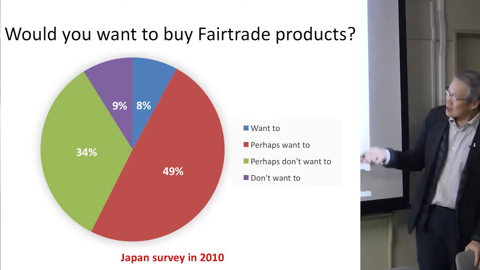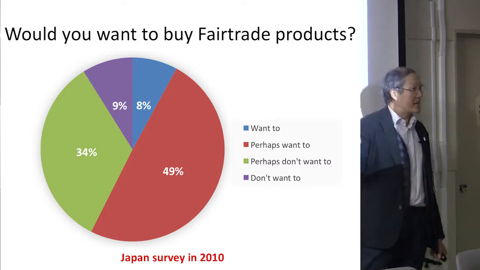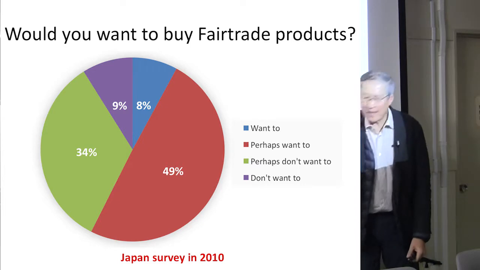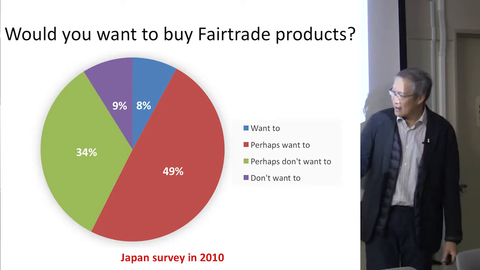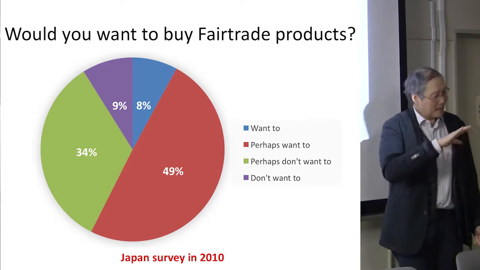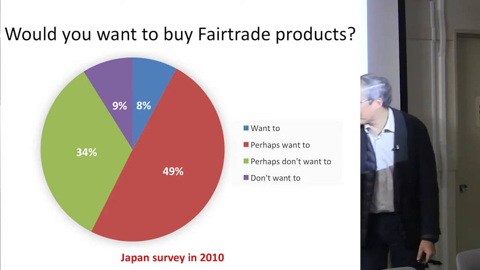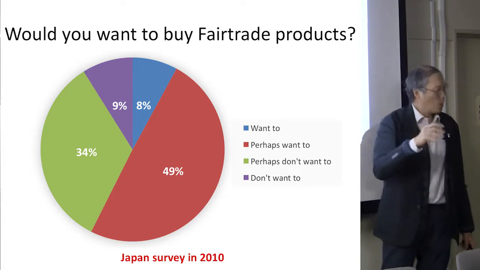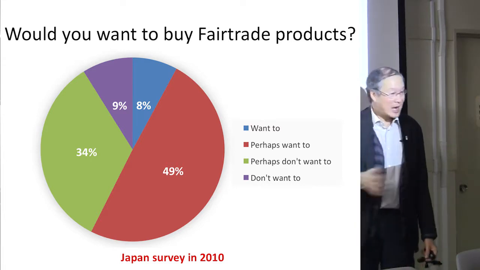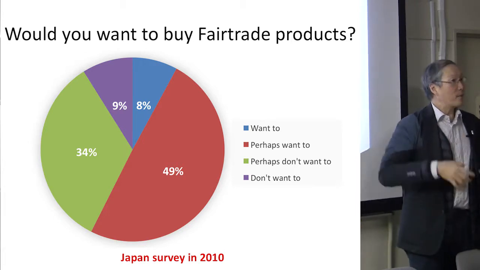Now here, this is a survey in Japan, 2010, an old survey. In this survey, you can see that the Japanese consumers still are not so sure. 50% perhaps want to support fair trade products. This is 2010. And I think now more and more people in Japan are supporting fair trade products.